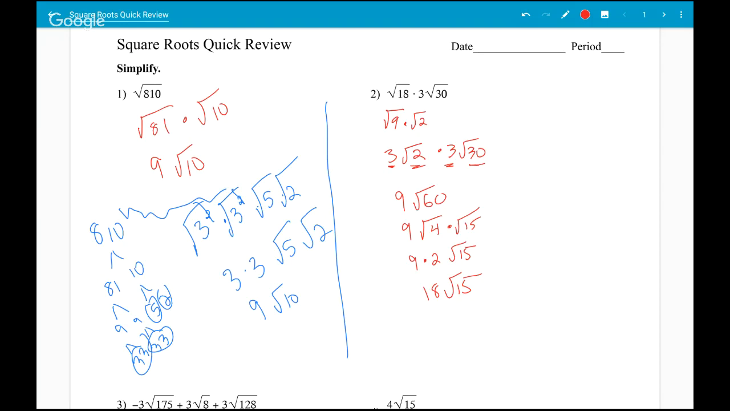There are certainly many other ways that you probably could have handled that, but that was the way I chose to do it for that one. In the end, if you got 18 root 15, you're in great shape.